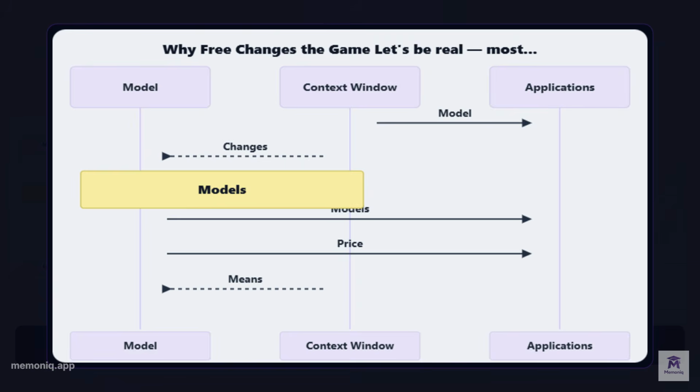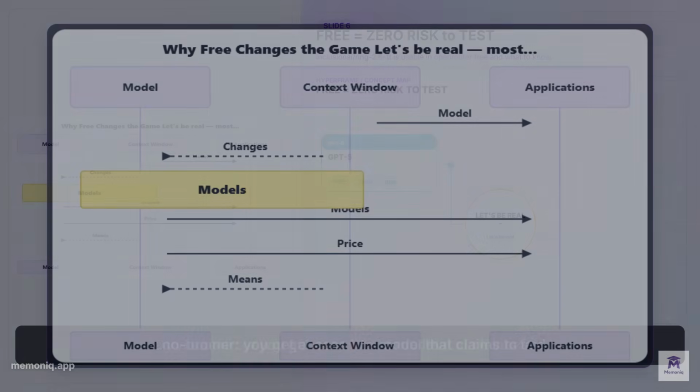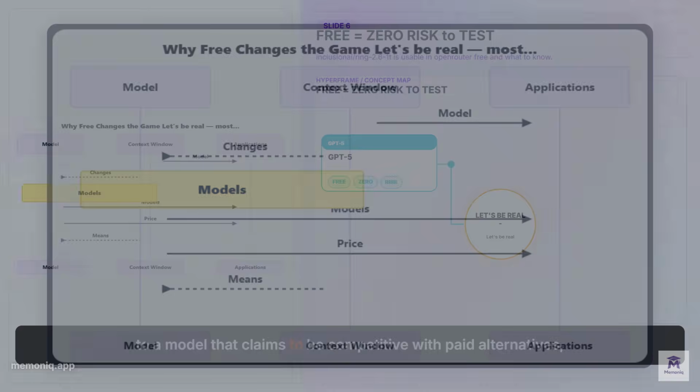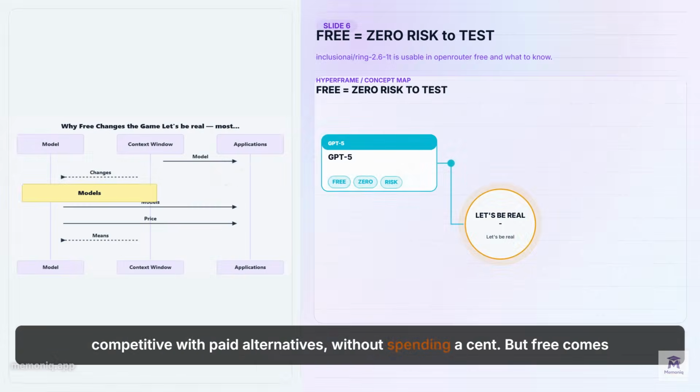For developers building agentic systems, this is huge. You can run hundreds of experimental prompts, iterate on tool calling chains, and push the context window to its limit, all at zero cost. For students or hobbyists, it's a no-brainer. You get access to a model that claims to be competitive with paid alternatives without spending a cent.